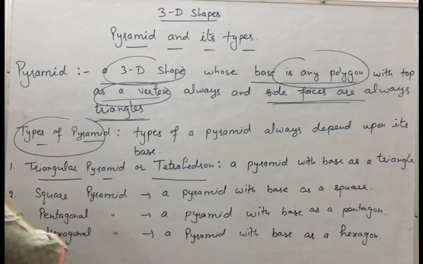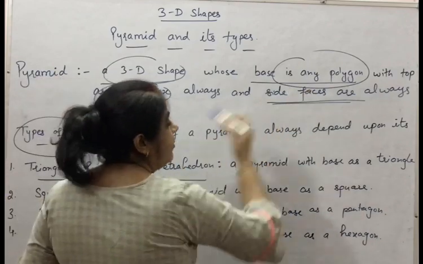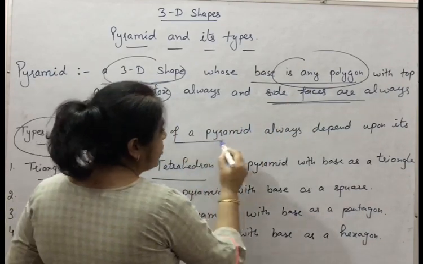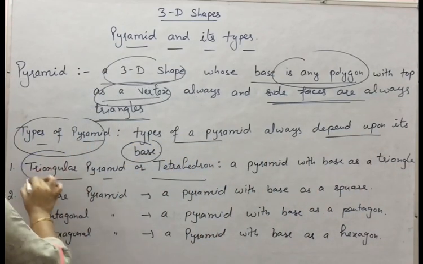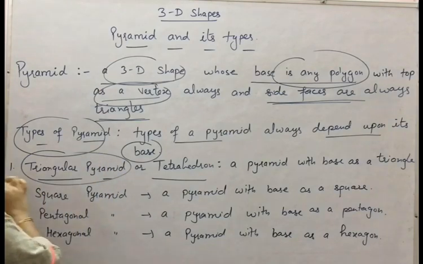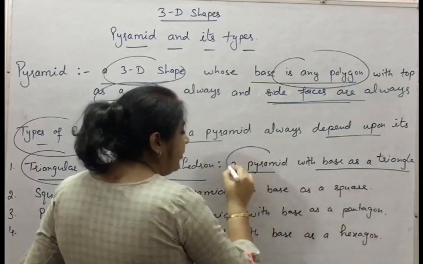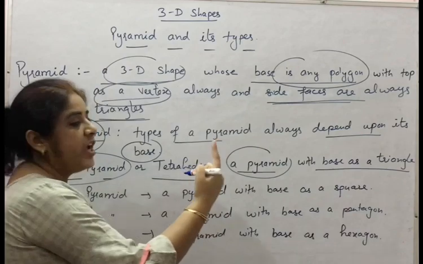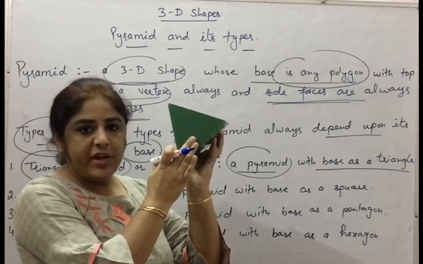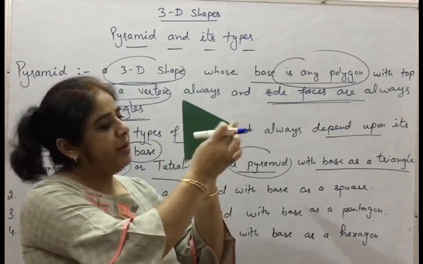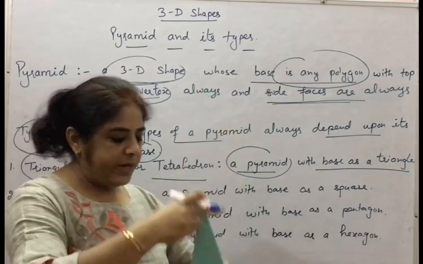We have learned that the top is a vertex, side faces are always triangles, and the base can be any polygon. It means its types totally depend upon its base. So the first type is the triangular pyramid. What is a triangular pyramid? A pyramid whose base is a triangle. Side faces are always triangles, the top is a vertex, and the base is also a triangle. So the type of pyramid depends on the base. If this is a triangle, it is called a triangular pyramid.